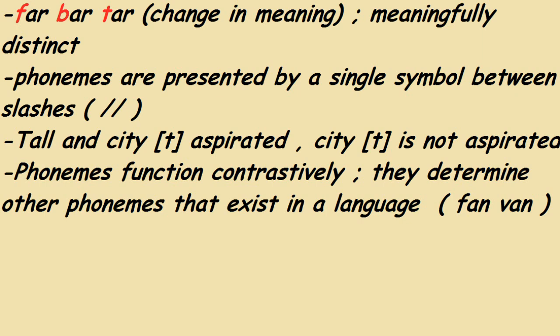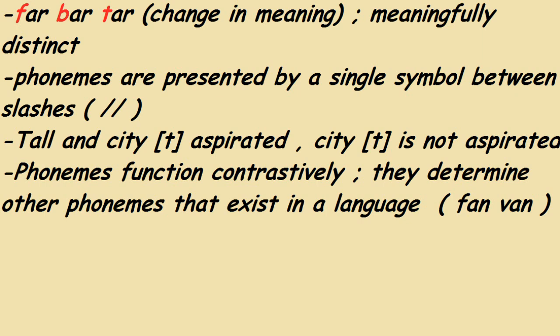So when we say, for example, the word tall and the word city, you see here, when we have the sound t in the beginning, in phonetics, it is aspirated. Instead of saying t, we say th. But in the word city, we do not say th, we say t, right? So the phonemes are put between slashes, and slashes are used to indicate a phoneme. I hope this is clear for now.